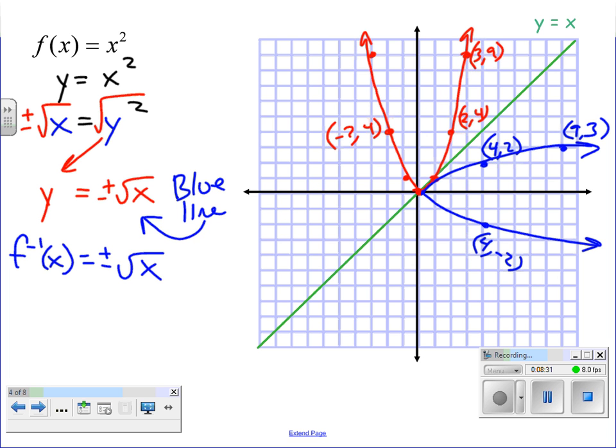Okay. And we'll talk later on about is this a function, yes or no, and why. But that's a different lecture. Right now we're just getting down the algebra and what it looks like on the graph.